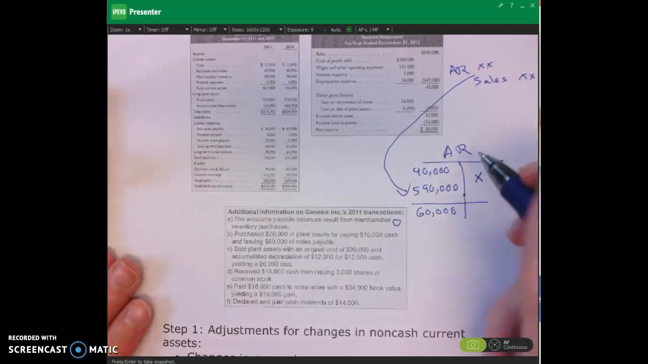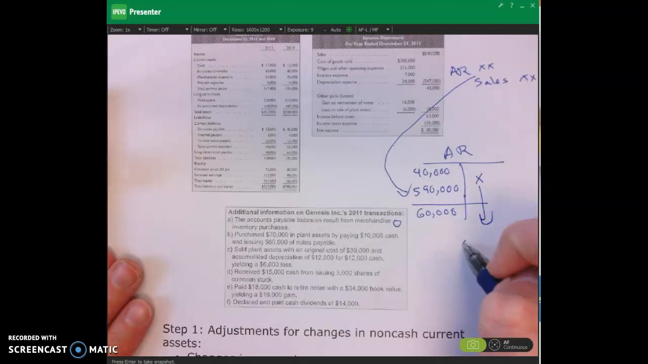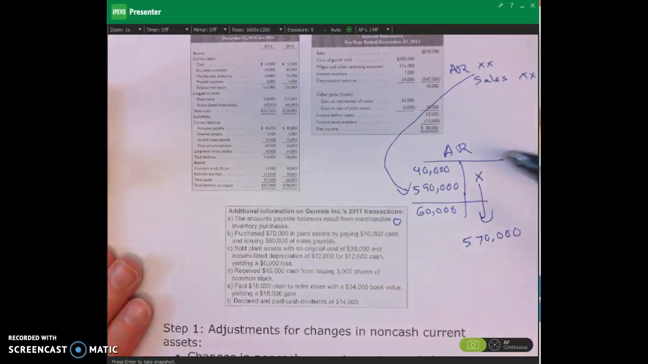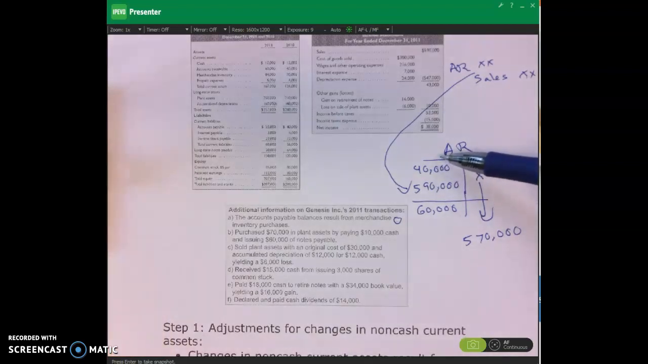Okay? Hello and welcome back. So what you should have gotten is $570,000. How did I get that? Well, I can add my $590,000 plus my $40,000 minus my $60,000 gives me $570,000. So that's the credit. Now, just saying that's the credit to accounts receivable doesn't really help us all that much.